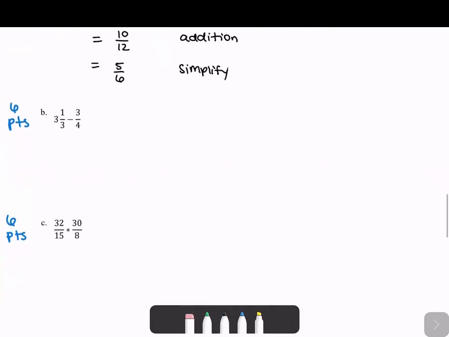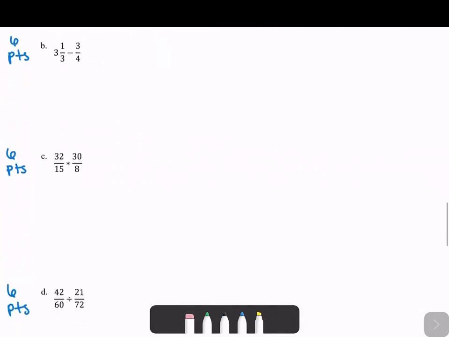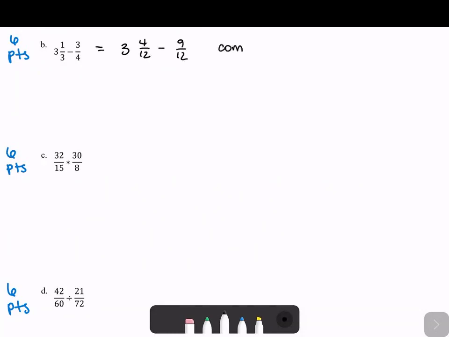Okay, the next one, we have 3 1/3 minus 3/4. So we write this, again, using a common denominator as our first step. So 1/3 is 4/12. 3/4 is 9/12. So again, our first step is finding a common denominator. Okay, so the next step, we are trying to take 9/12 away from 3 and 4/12.